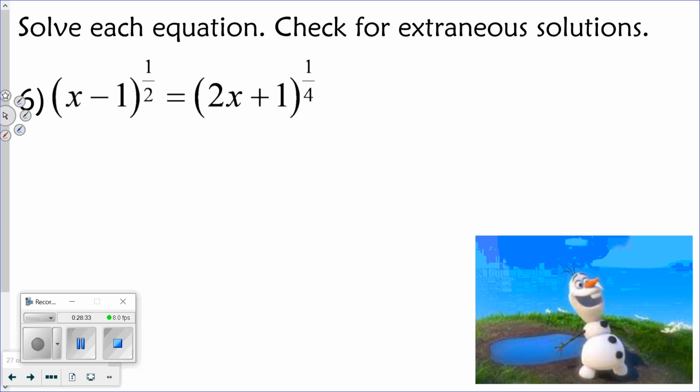All right, guys, number 6. So it's already isolated, right? They're already on both sides. But what do you notice? They're different fractions. So I need to raise both of them to a number that I can get my denominators to cancel, right? Because I want the fraction to go away. So what would you raise them to? I heard an 8. I heard a 4. It'd be 4. Yeah, common denominator between 2 and 4 is 4.